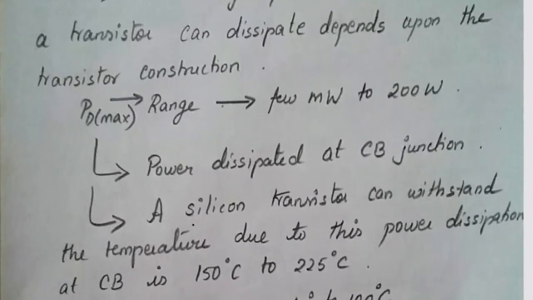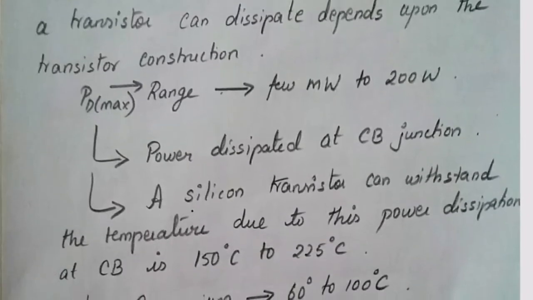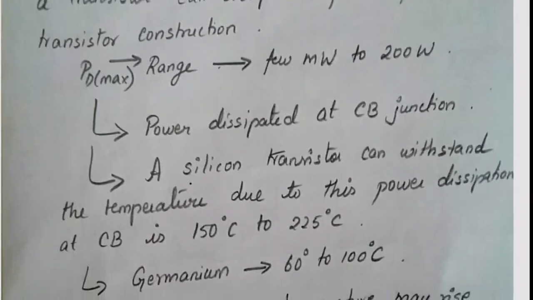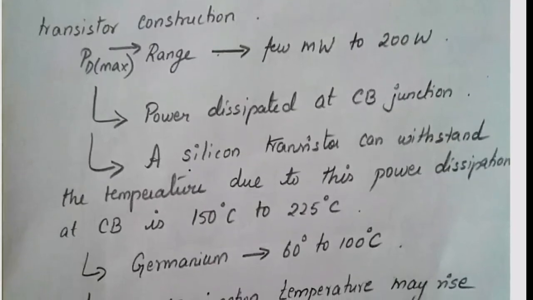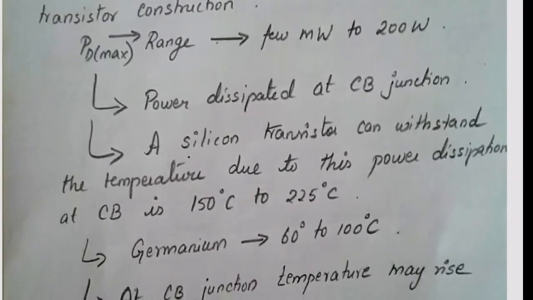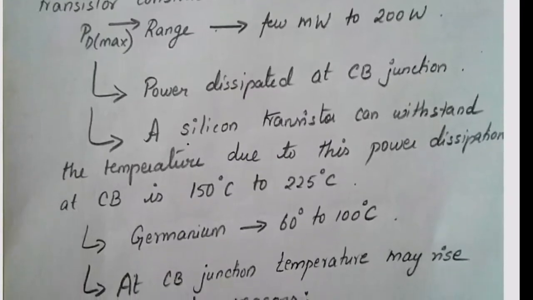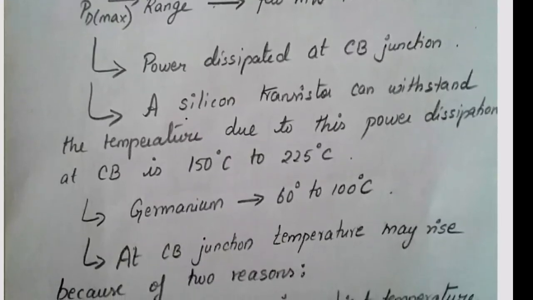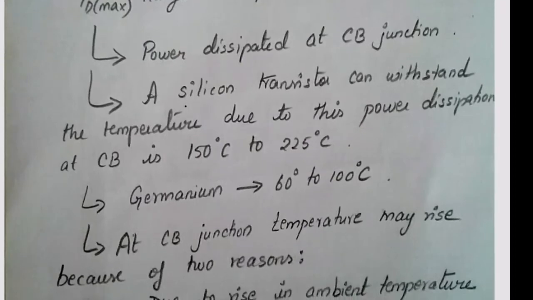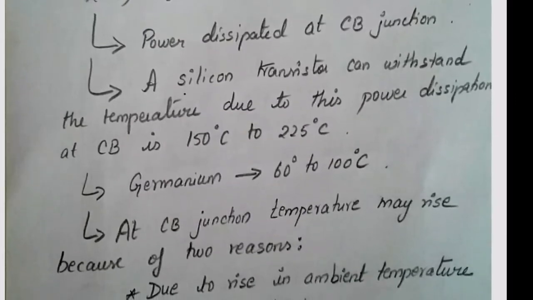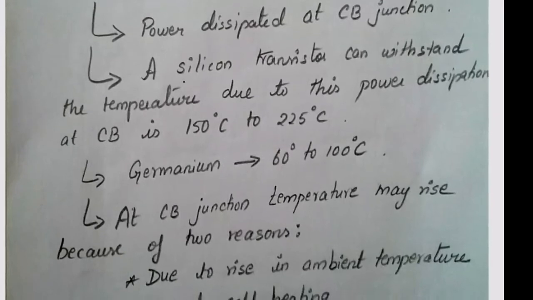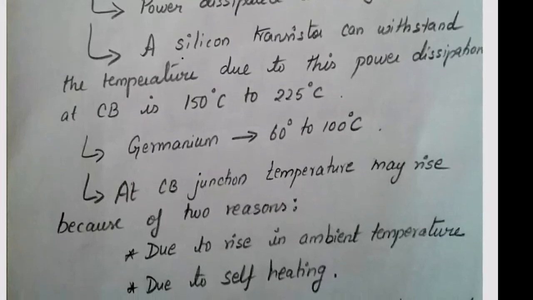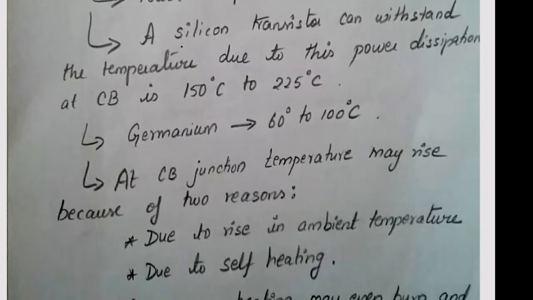transistor construction. If we see the dissipation of power, it will be ranging from milliwatt to 200 watts. So, the power dissipation will happen in the collector base junction of a transistor. You have to keep this in mind that the power dissipation will happen in the collector base junction of the transistor. If we consider a silicon transistor, the temperature due to this power dissipation will increase in the collector base junction. So, the range is from 150 degrees Celsius to 225 degrees Celsius. If we take a germanium transistor, the temperature range is from 60 degrees to 100 degrees Celsius.